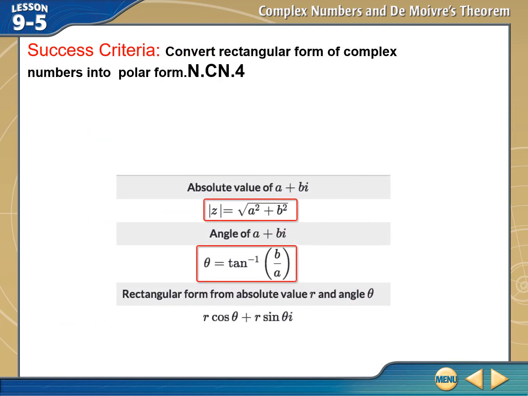So first of all, one more time, understand that the absolute value can be written as square root of a square plus b square, and to find the argument or theta, the formula is tan inverse b over a. And in the end, the rectangular form can be written as r cosine theta plus r sine theta i, or I would prefer that you write the r, then a bracket, and write cos theta plus iota sine theta. So it is best if you memorize this equation: r cosine theta plus iota sine theta. And what is r? r is actually the absolute value.